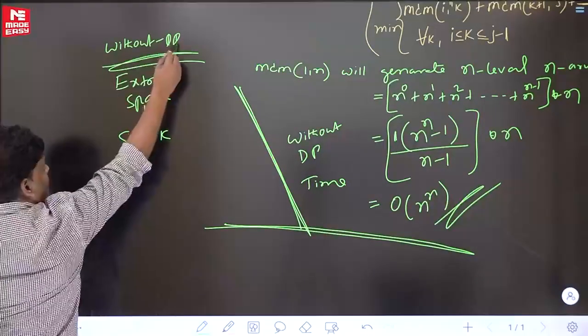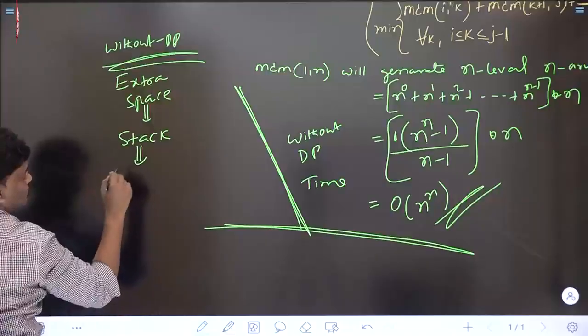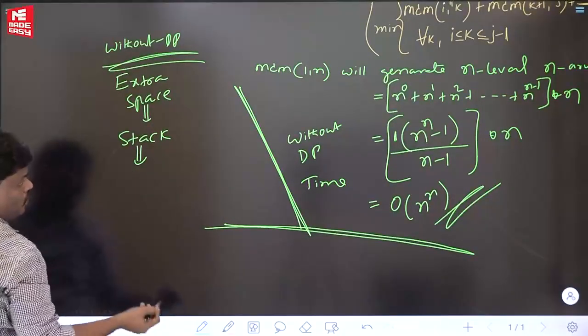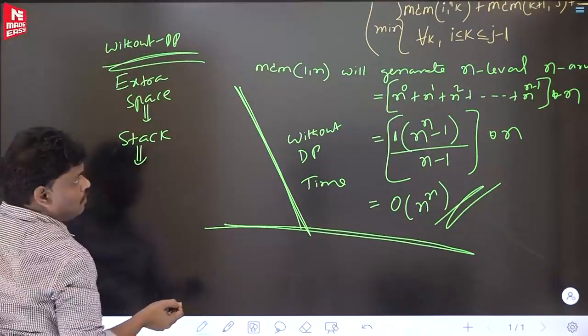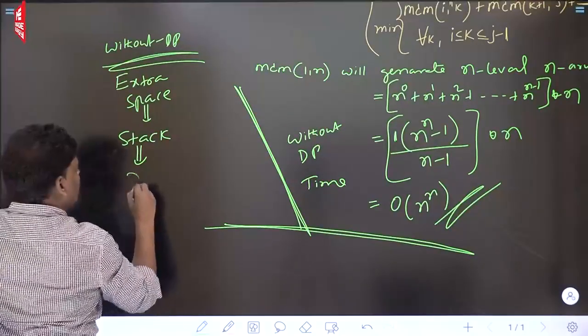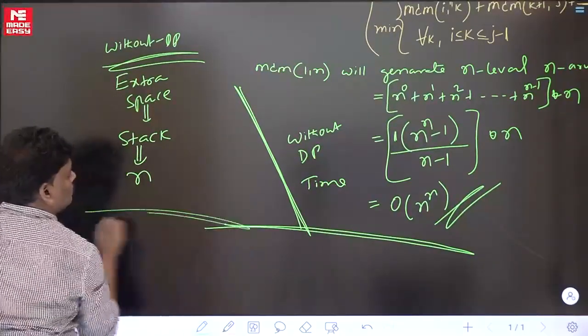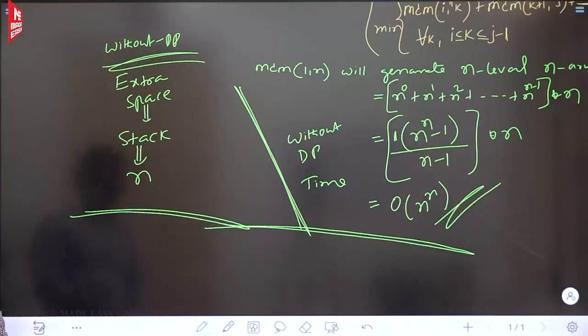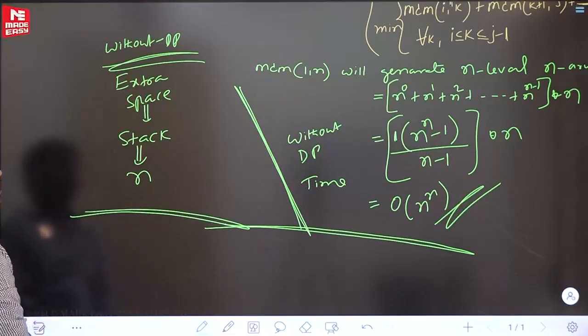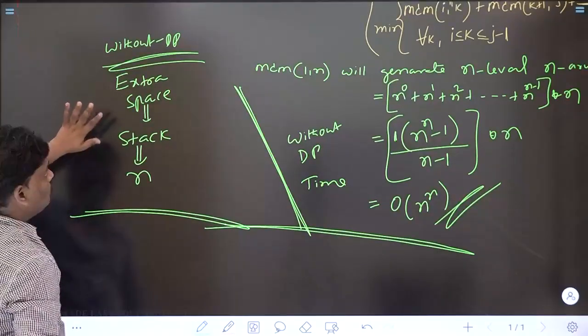See this one. Without dynamic programming, extra space means stack. Recursive programming, stack required. Can you say how much stack is required? What is the answer? How many levels did the tree have? N levels, so n levels of stack. So stack size is n, since the recursive tree has n levels. This is without dynamic programming.